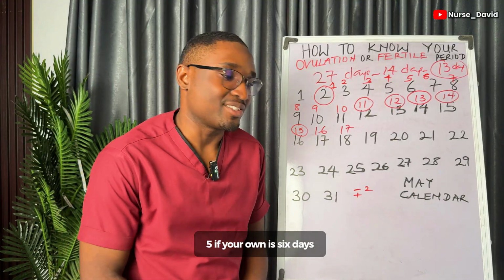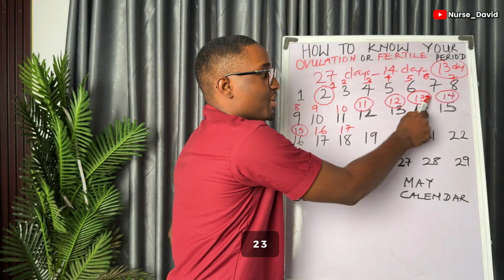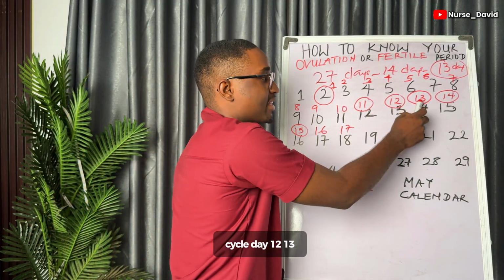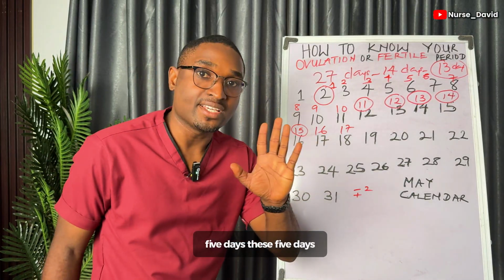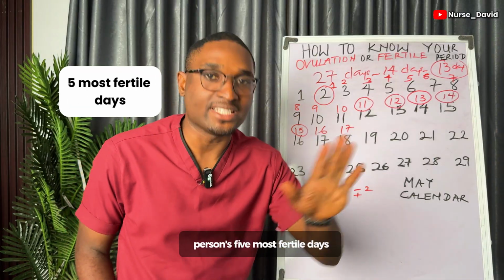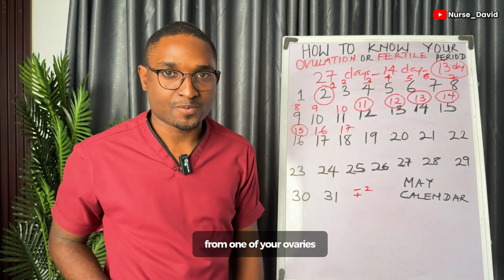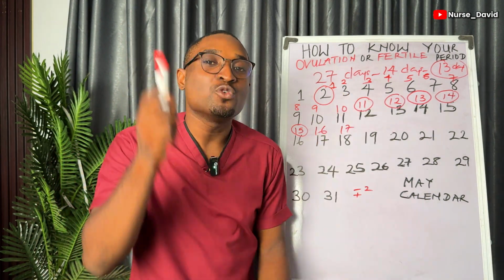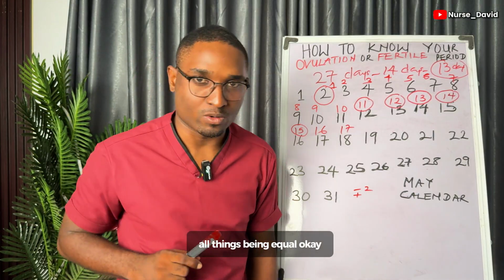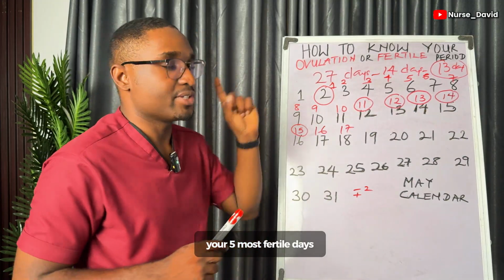If your own is 6 days, then you're wrong. But if you count, you should have 5 days. 1, 2, 3, 4, 5, which is your cycle day 11 for this person, cycle day 12, 13, 14, and 15. 5 days. These 5 days are said to be this person's 5 most fertile days. These are the days you're likely to release an egg from one of your ovaries. These are the days, if you meet your husband, you're most likely to get pregnant, all things being equal. So at this point, these are your 5 most fertile days.